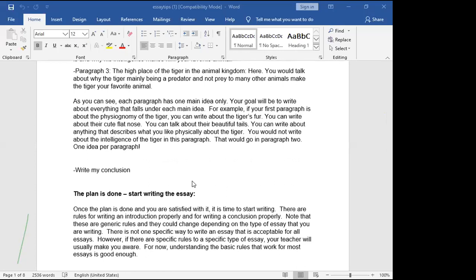Start writing the essay. Once the plan is done and you are satisfied with it, it is time to start writing. Go back to our plan or our plot about the accident. Step one was you left the house, and then list those important points. Point number two, what happened as I was walking along the road? Point number three, how did I react? Point number four, what additional help came? Point number five, what happened to the victims of the accident?